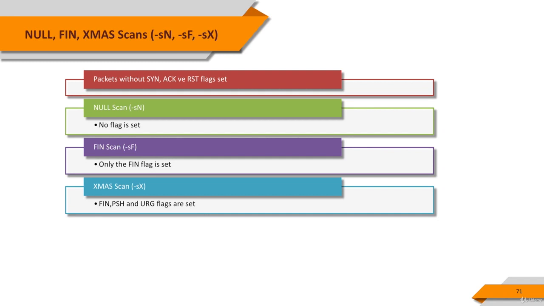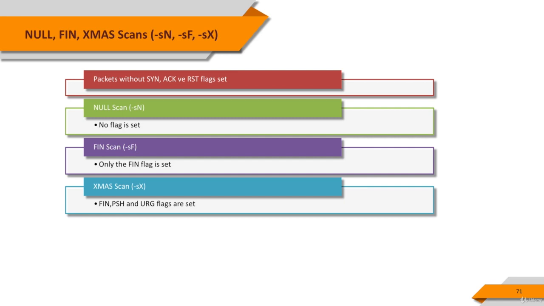The common ground of these 3 scanning methods, null, fin, and Christmas scans, is that they send packets to the target systems in which SYN, ACK, and RST flags are not set. Null scan, N, does not set any bits. That is, the TCP flag header is 0. Fin scan, F, sets just the TCP FIN bit. Christmas scan, X, sets the FIN, PSH, and URG flags, lighting the packet up like a Christmas tree.